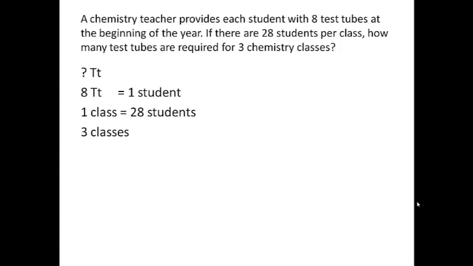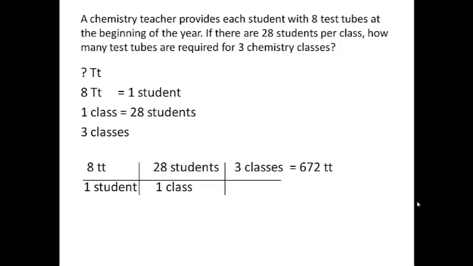I'm looking for test tubes, and I already know the test tubes. There are 8 test tubes, so I am going to start with that equality as a conversion factor at the beginning of my problem. So I have 8 test tubes is 1 student. Now I've got the test tubes, I need to get rid of the students, so my next conversion factor is going to be 28 students per class. Notice that the students still cancel. They're still on the diagonal. One still at the top, one still at the bottom. No big deal. Then put in 3 classes at the end.